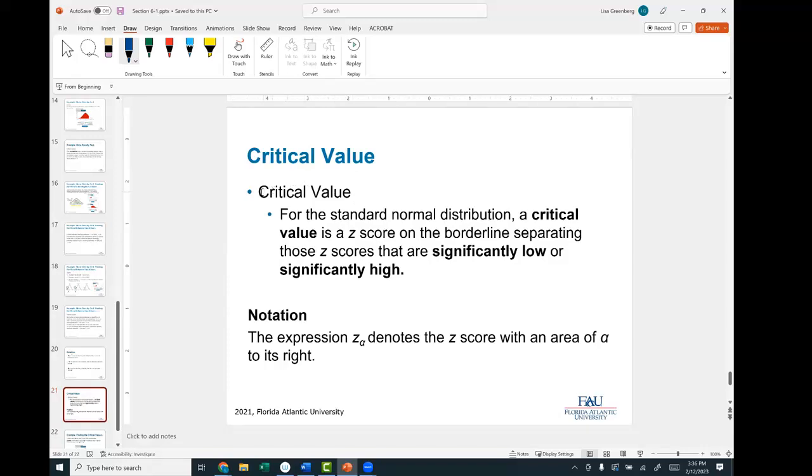So now we're going to talk a little bit about critical value. For a standard normal distribution, a critical value is a z-score on the borderline separating those z-scores that are significantly low or significantly high. The expression z sub alpha denotes the z-score with an area of alpha to its right. So this is very important because we're talking about a z-score to its right, which is different than what we would get from a table, right? Remember that the area is always to the left, but this is to the right.